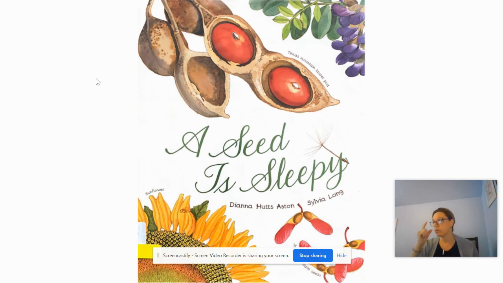Today, what we're going to do is read a story called A Seed is Sleepy. And this story talks a lot about seed dispersal, which is a specific method by which plants spread their seeds so that they can grow new plants. So we've got to think about this a little bit. How do plants grow new plants? They don't have legs, they can't walk around, right? So they have to find a method to drop their seeds so that they can grow new plants. So what they do is this thing called seed dispersal.